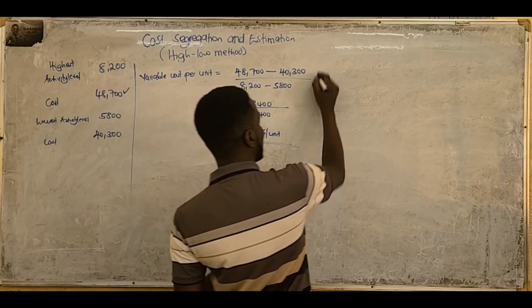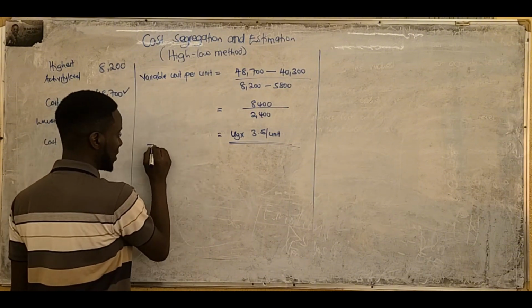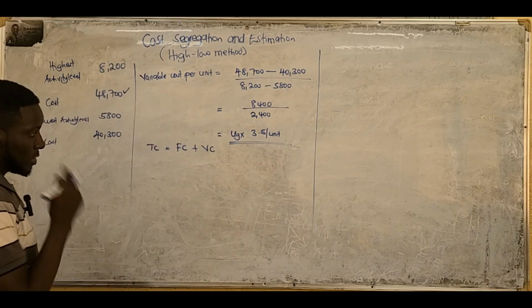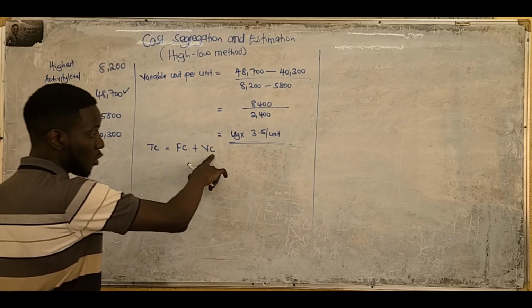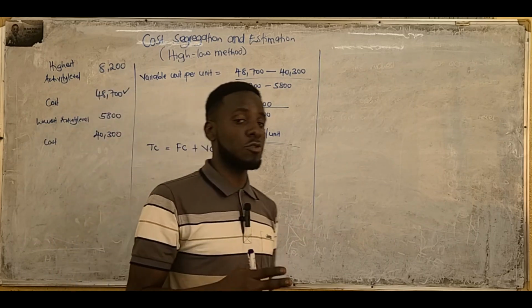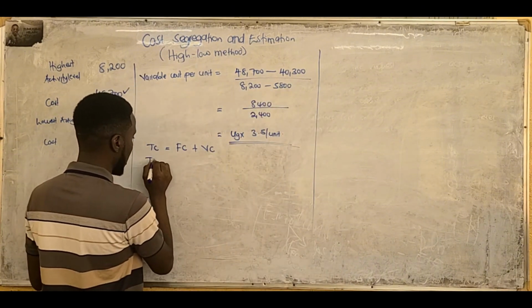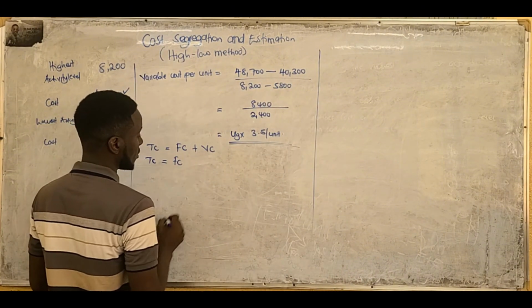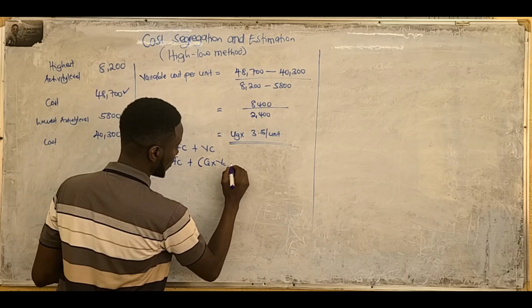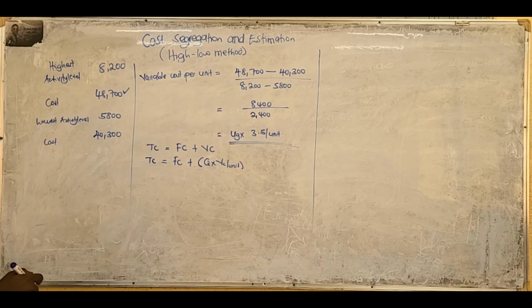Now, after establishing our variable cost per unit, remember the equation is total cost equals fixed cost plus variable costs. But you know very well, from my introduction, that variable cost is equal to variable cost per unit multiplied by the quantity. So you're going to say our total cost equals fixed cost plus our quantity times variable cost per unit. Okay, now this is what we have.